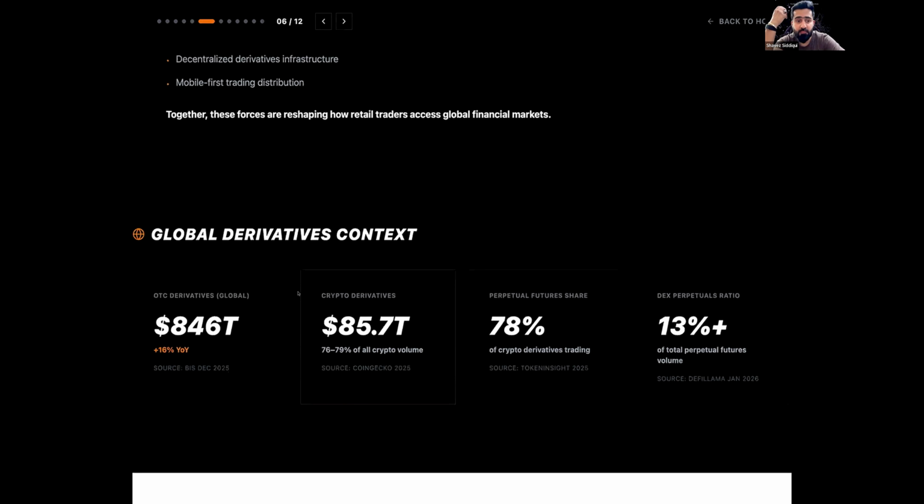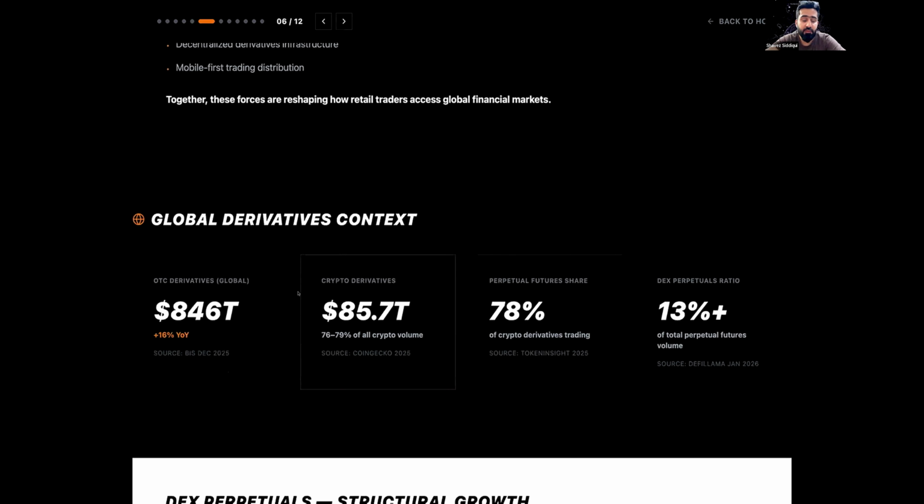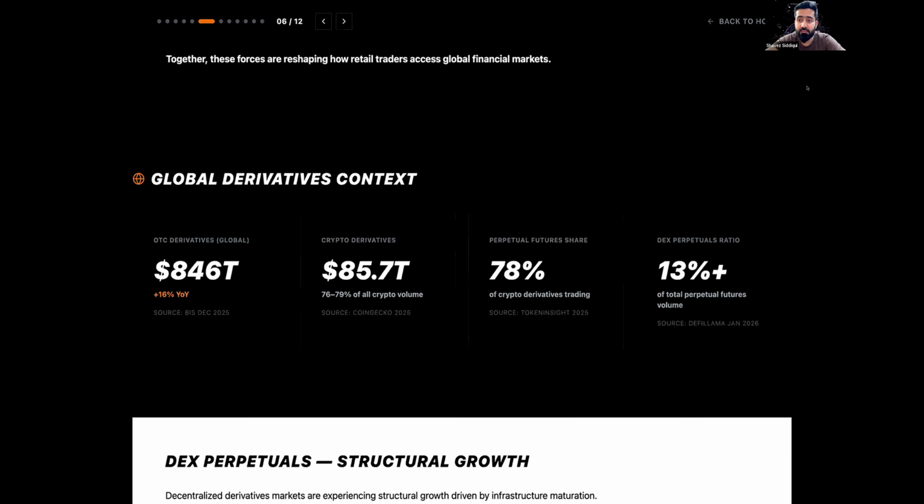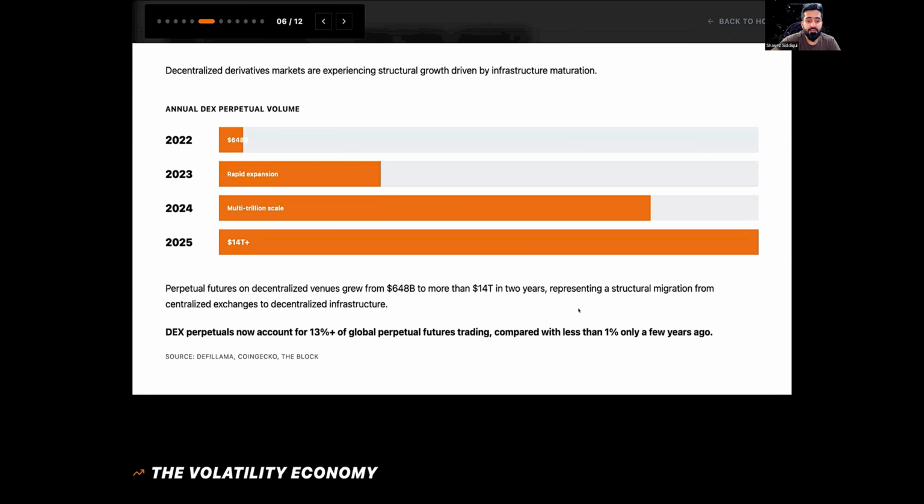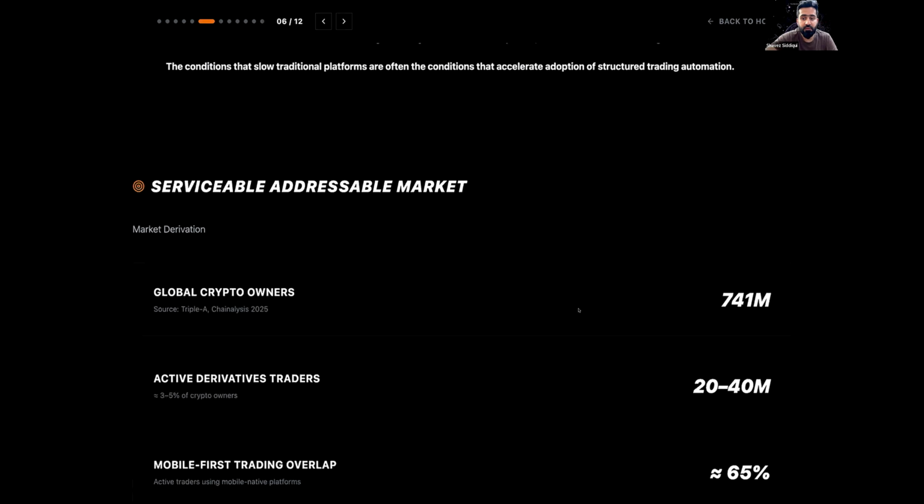The huge market opportunity that we are sitting on, and today I'm going to again reiterate the potential that we have with the product. This is the global derivatives market, which grows 16% year on year, standing at $846 trillion. And alone crypto derivatives are $85 trillion, out of which 78% are perpetual futures share and 13% are done on DEXs, on decentralized exchanges.